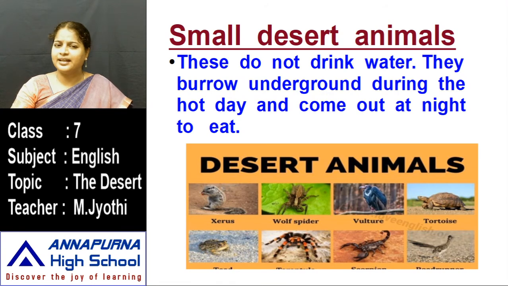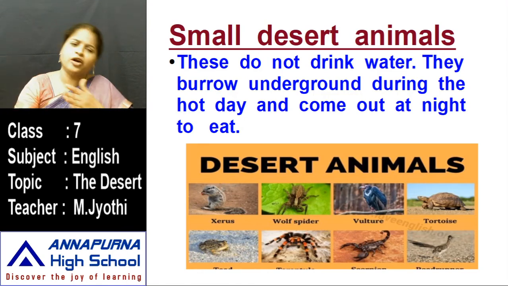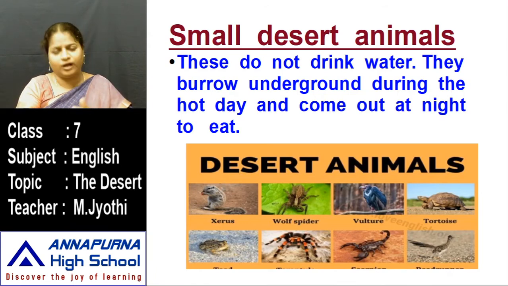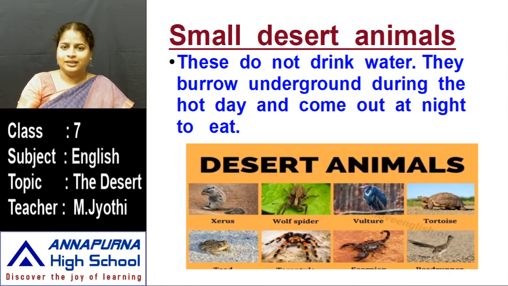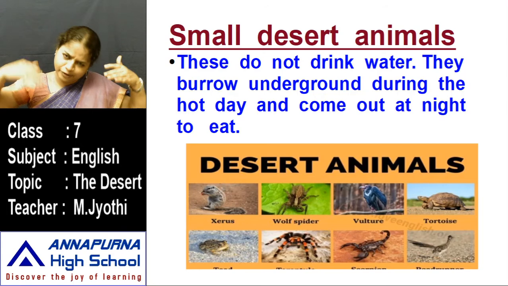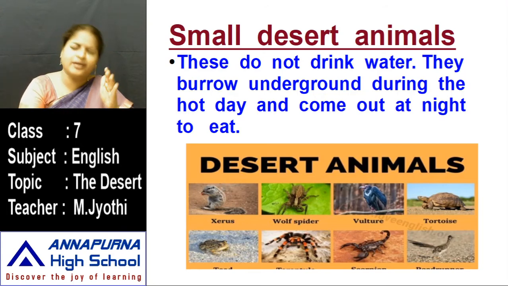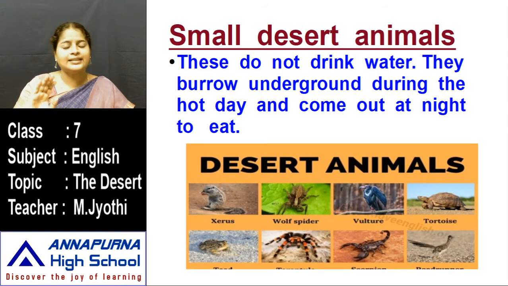Now let us see the next topic, small desert animals. What are the small desert animals? In the picture you can observe, children, all these are called small desert animals. They can live in the desert. These animals do not drink water. They burrow underground. They go underground during the hot day, in the morning, and come out at night to eat. They go very close under the sand. At night they come out because in the morning it is very hot. That's why they go down.